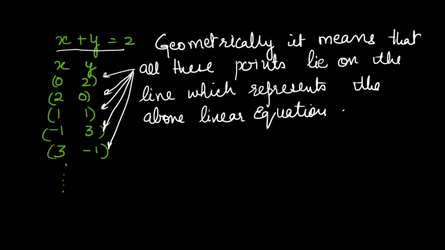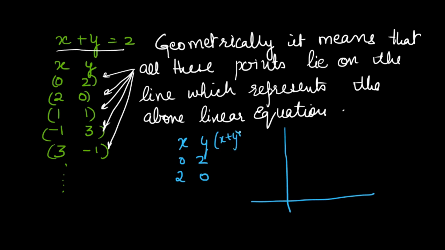When we try plotting it, suppose I just need two points to plot a line. So I take x is 0, y is 2, x is 2 and y is 0 such that x plus y becomes equal to 2. Fine. So let us plot it here. So when x is 0, y is 2. So this is the point here. And when x is 2, y is 0. So this is the point here. If we try drawing a line, then the line will be something like this.